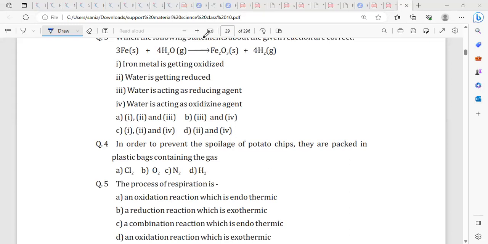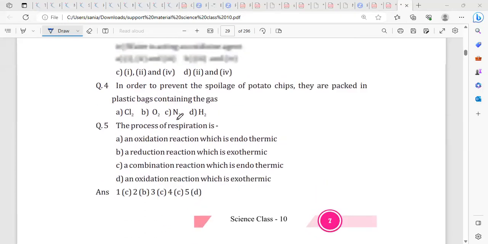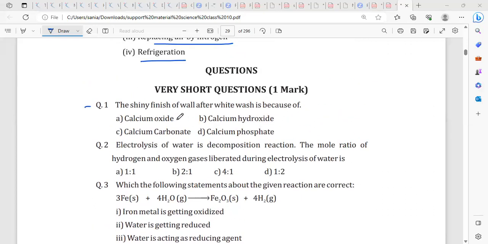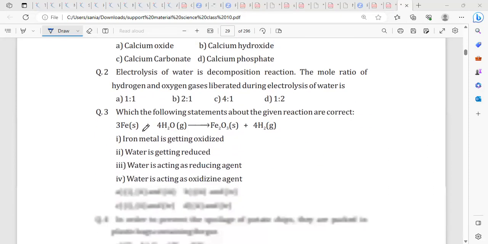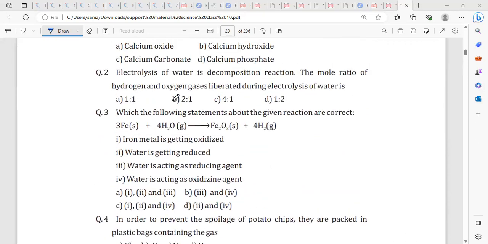Ma'am, I wrote it. Okay, now these are the answers. For the first one, the answer is C, right? So over here, the shiny finish of the wall after whitewash is calcium carbonate. Then the second one is this, 2:1.